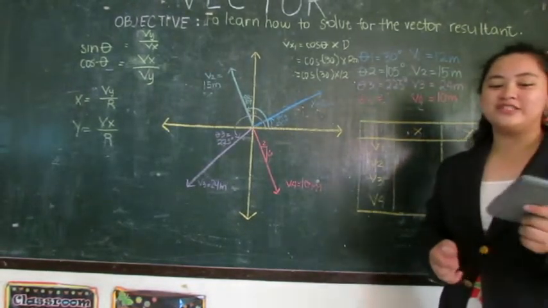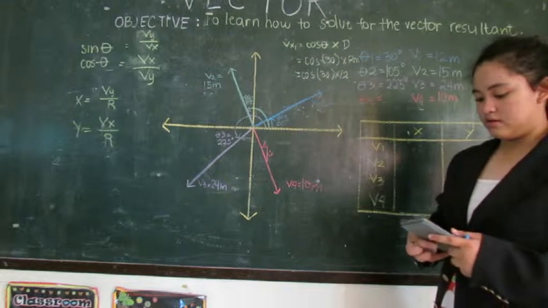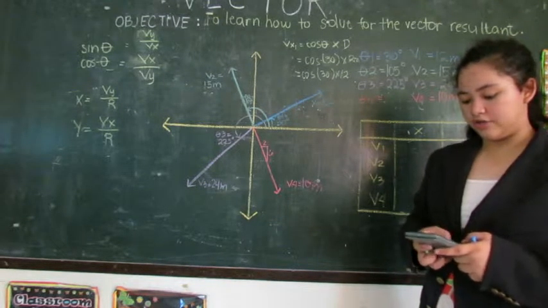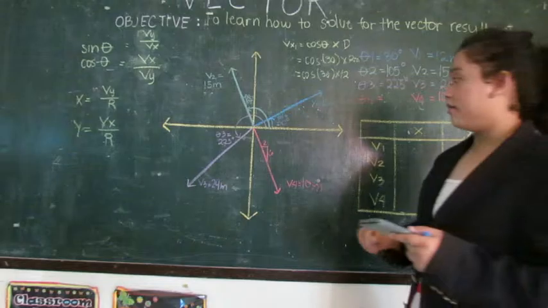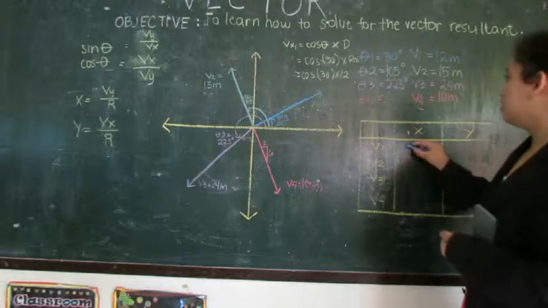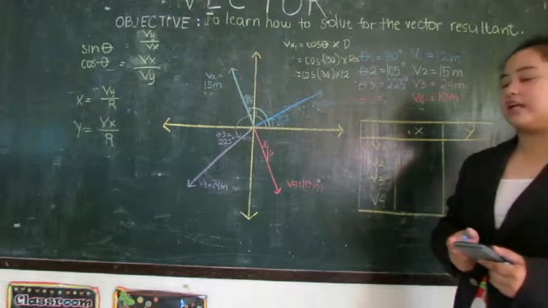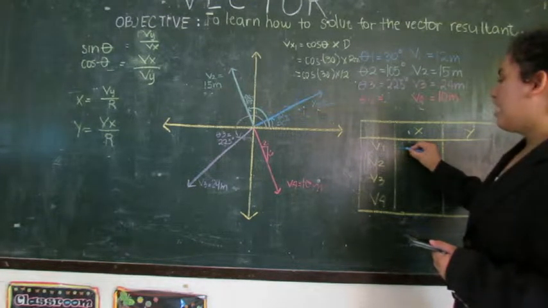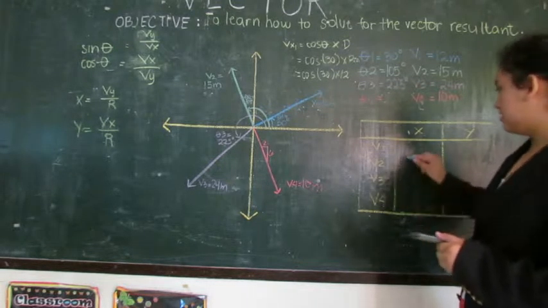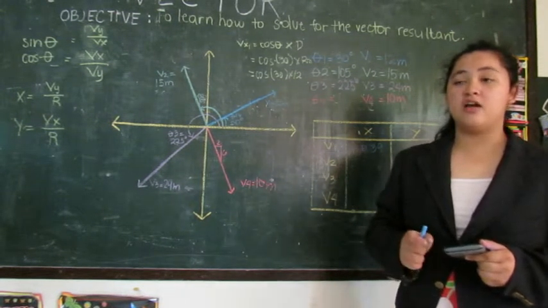So we have to use the calculator. 12 times cosine 30. We have the value of 10.39. So we will include this in our table. Since in quadrant 1 we have a positive x and a positive y, we put a positive symbol, and the answer is 10.39. So there we have the value for Vx1.